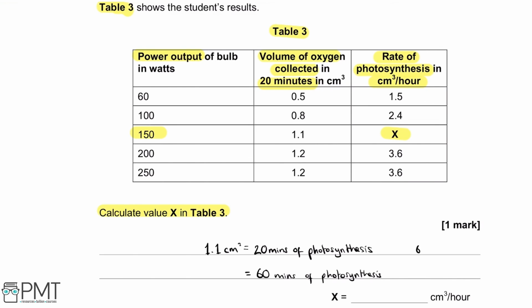So how many sets of 20 in that 60? Well, that's 60 over 20, which is 3. So 1.1 multiplied by 3 is 3.3. That's how many centimetres cubed are produced in an hour. So that's the answer you're going to get there.